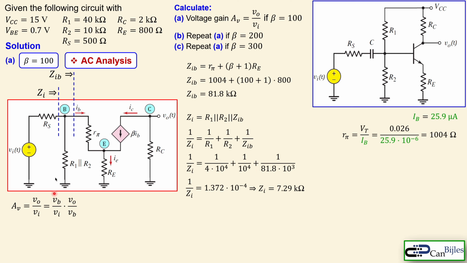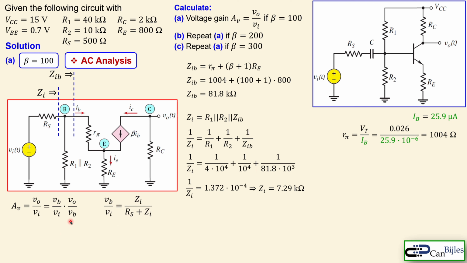Now, in order to go from VI to VB, which is VB over VI, that is this part, and then from VB to VO, which is VO over VB, that is this part. So you split the problem in two fractions and then you multiply them, you will get the exact same result because you can now divide out the VBs and you'll get VO over VI. So mathematically that is correct.